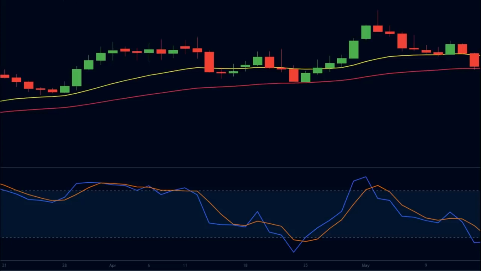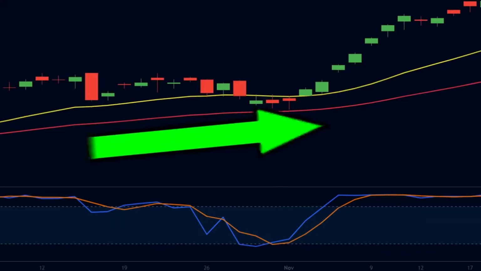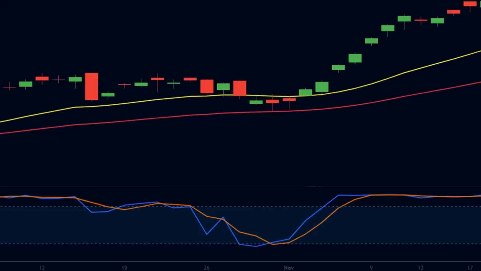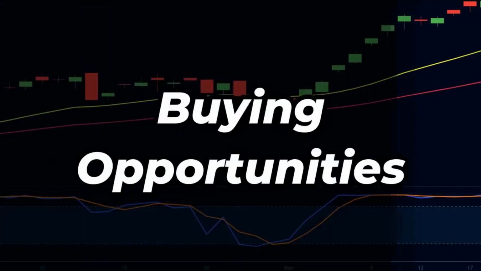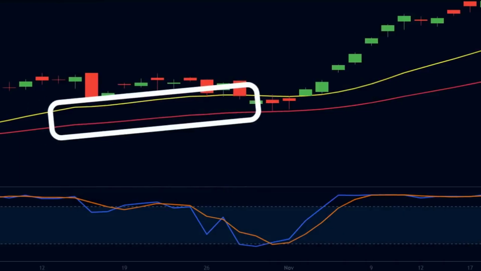Now let's look at an example. Look at this chart. On this chart, we can see that the price is trading above the 21 and 50 EMA. We can also see that the 21 EMA is trading above the 50 EMA. Both of the moving averages are also sloped upwards. So, we can clearly identify this as an uptrend. Now, in an uptrend, we want to look for buying opportunities. To buy, we will wait for the price to pull back to the area between the moving averages.